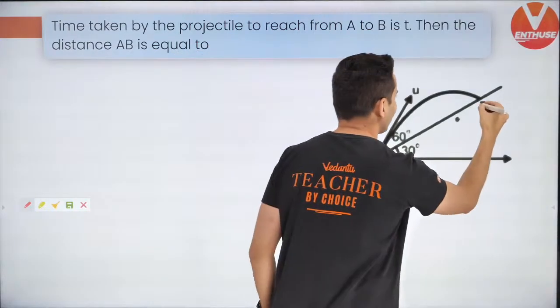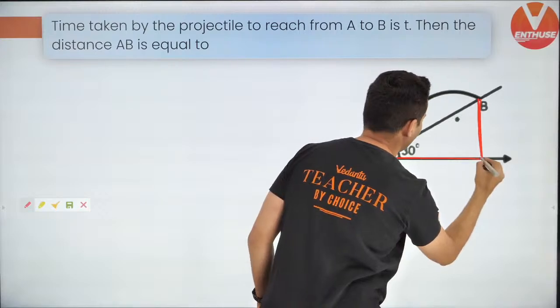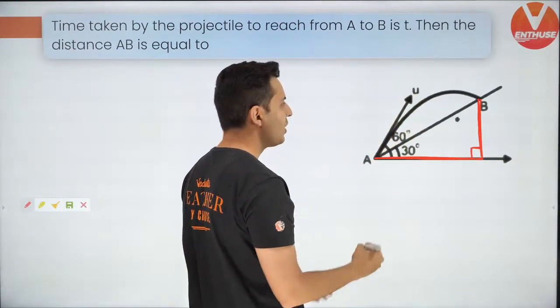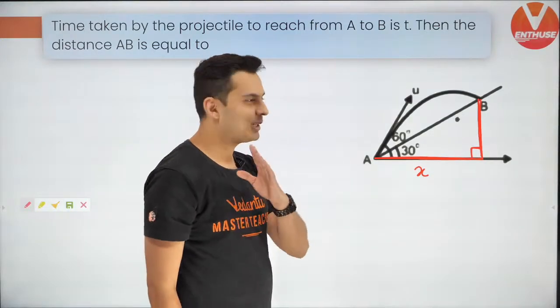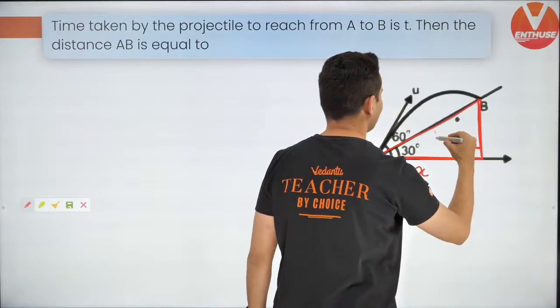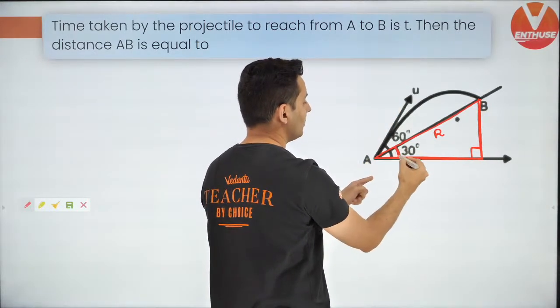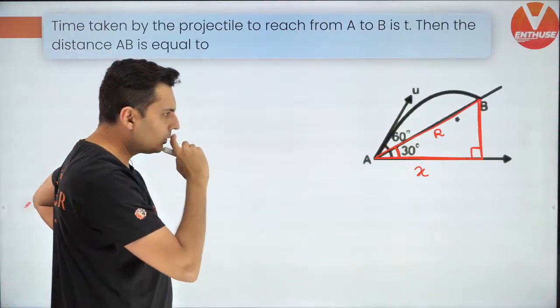So, here is the thing. I'll drop a perpendicular here. I'll drop another base here. And this is 90 degrees. Cool. This is X. Now I'm pretty sure you are getting what I want to do. This triangle, this is R, which is the range, and this angle of course is how much? 30 degrees. Okay, now think about it.